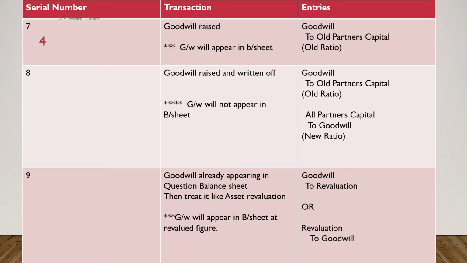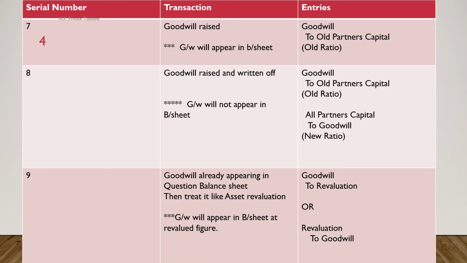Why do we make this? Because the new partner is not in a position to bring in cash for goodwill. So we give extra credit to the old partners when we raise the goodwill, and we give a debit to the new partner when we write it off. In both cases, remember, goodwill will appear in the balance sheet in the seventh case, and in the eighth case, goodwill will not appear in the balance sheet. In the seventh case, goodwill is only debited. In the eighth case, goodwill is debited and goodwill is credited in the next entry. Therefore, goodwill will not appear in the balance sheet.